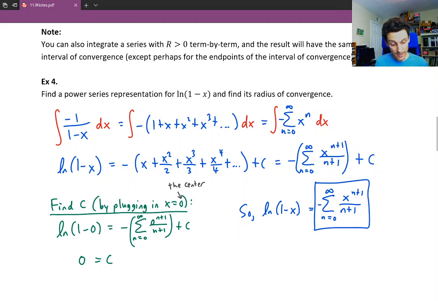Now, once again, the radius of convergence will match the original power series' radius of convergence, which we already mentioned above was 1. And so this is also going to have a radius of convergence of 1. R equals 1.